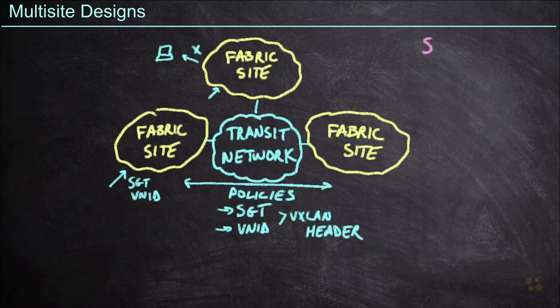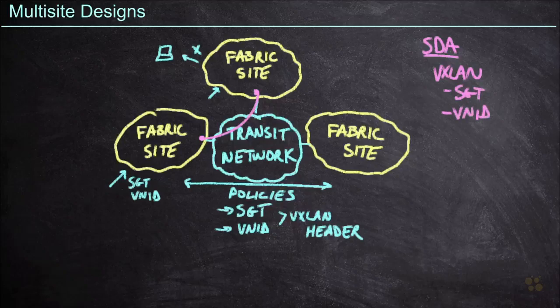The first of which would be if we build an SDA transit network. An SDA transit network allows us to simply build VXLAN tunnels between two different sites. If we can build VXLAN tunnels between our sites, then we can natively carry the SGTs as well as the VNIDs as part of that communications.